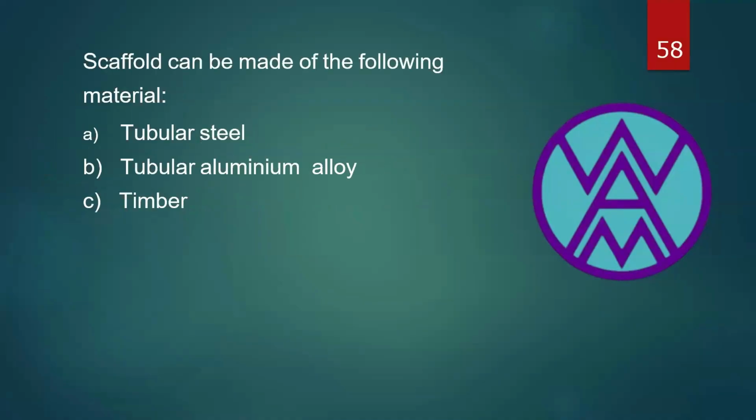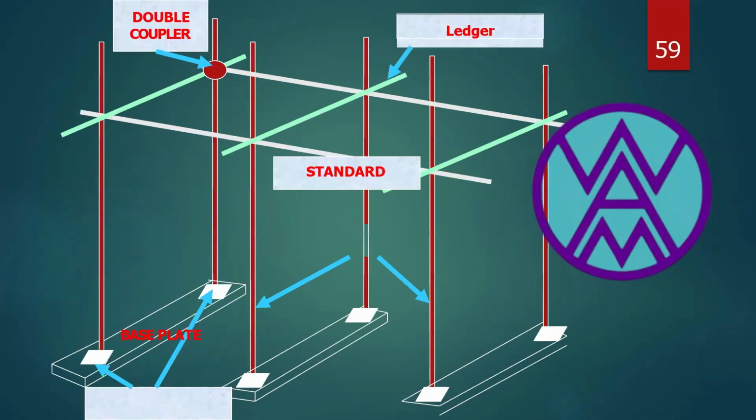We have different types of it, like tubular steel, tubular aluminum alloy, and timber. Timber refers to those made of wood. You may have seen the bamboos and the wood. That's also a type of scaffolding.